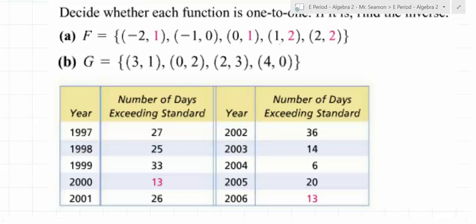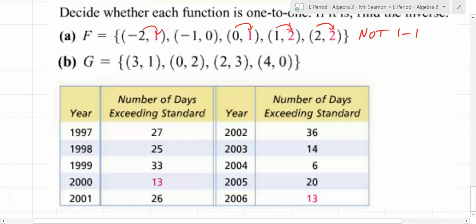No, it's not. There's a couple reasons, right? 2 has 1 map to it, but also 2 has 2 map to it. Also, there's another problem right here as well, right? But it's a function. It is a function, sure. Can you repeat y values? Yes. Can you repeat x values, though? No, you can't repeat x values or it's not a function. It wouldn't pass the vertical line test.